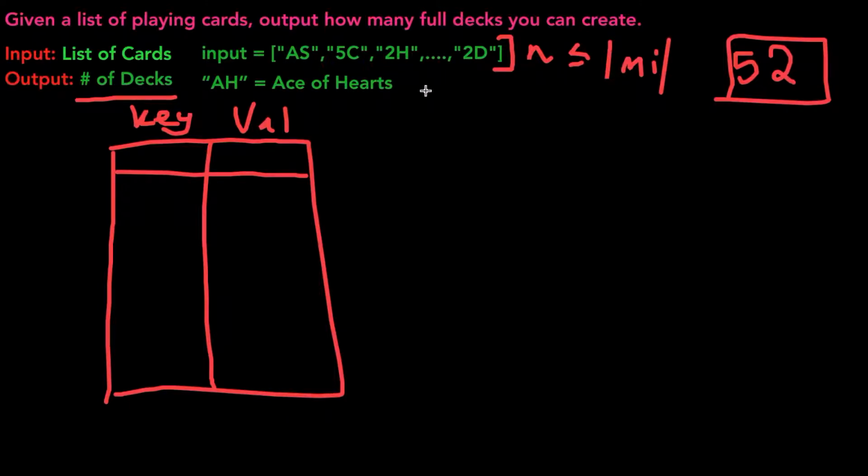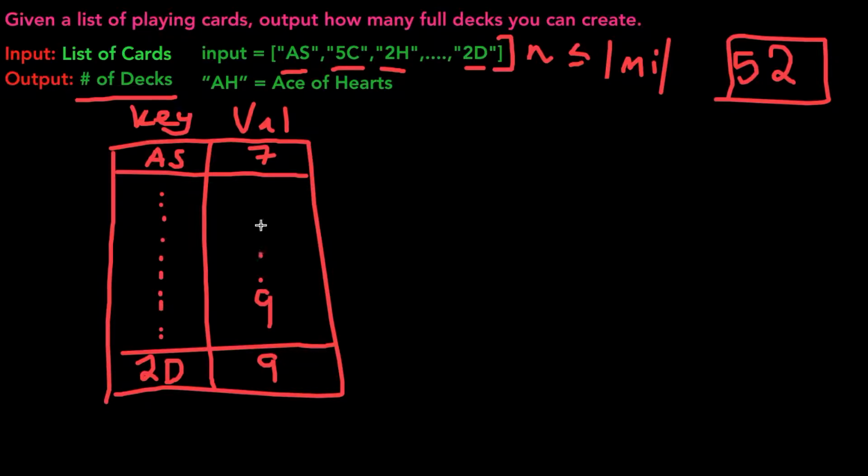So what we can do is keep track of all the cards that we come across in this array, and see how many times we have each of those cards. Say, for example, the ace of spades shows up 7 times, and let's say every other card in this deck, all the way up to the 2 of diamonds, shows up a grand total of 9 times. So everything except the ace of spades shows up 9 times.